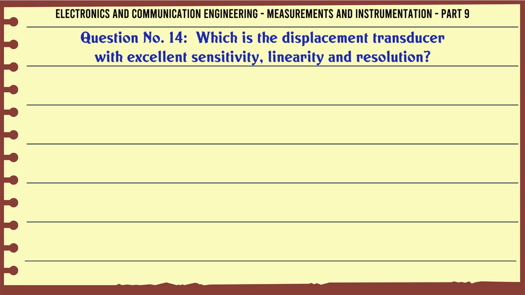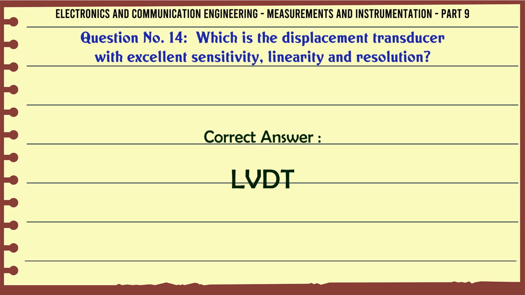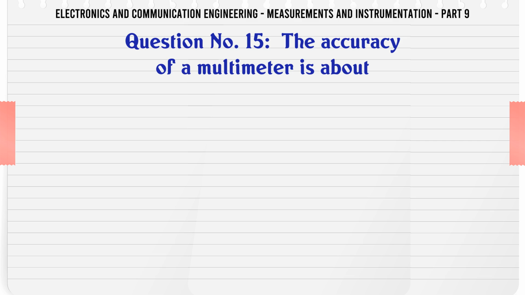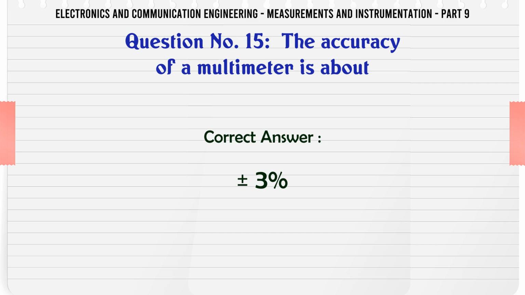Which is the displacement transducer with excellent sensitivity, linearity and resolution? A, incremental encoder; B, absolute encoder; C, LVDT; D, strain gauge. The correct answer is LVDT. The accuracy of a multimeter is about: A, 0.5; B, 3; C, 0.01; D, 10. The correct answer is 3.